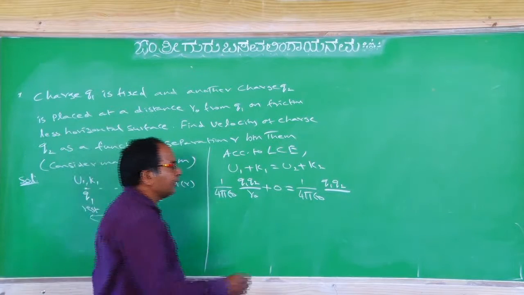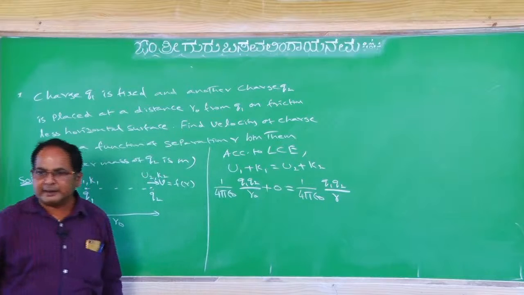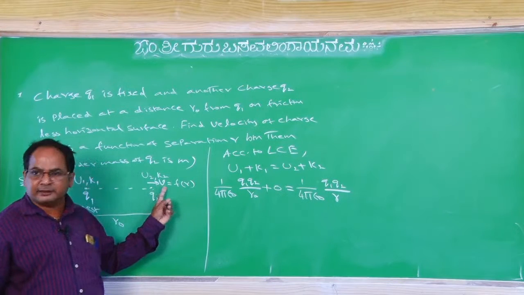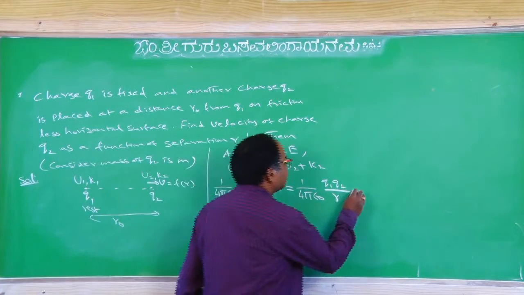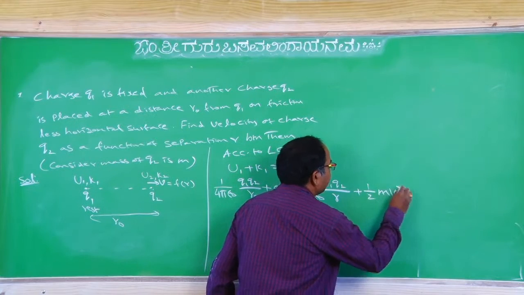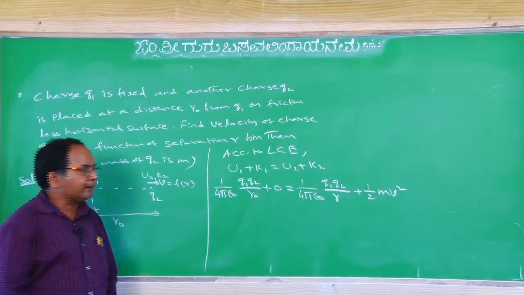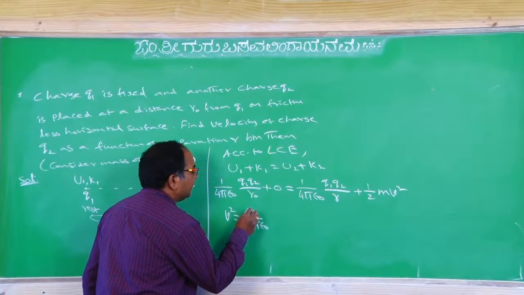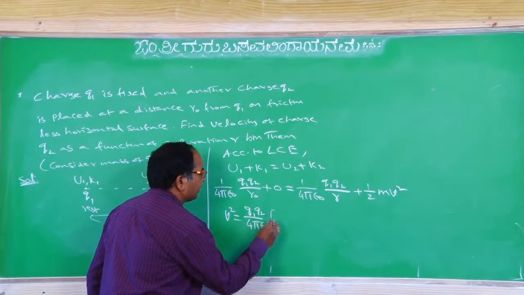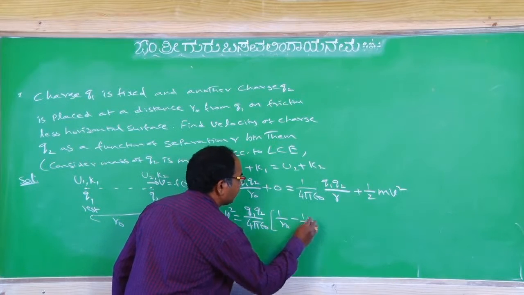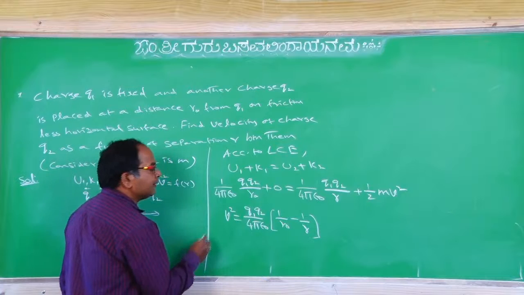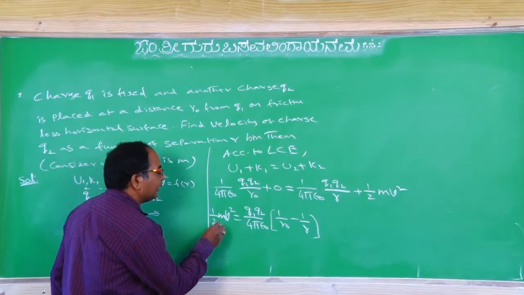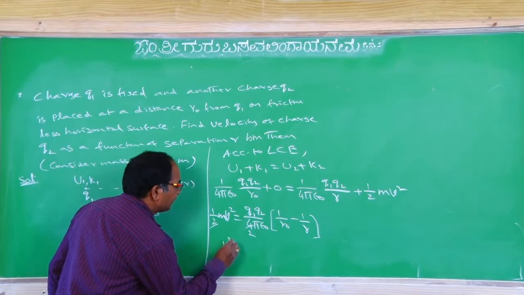So when it comes into motion, it will become what? r. The distance between Q1 and Q2 is now not r naught. Why? Already it comes into motion with velocity v. So r, plus its corresponding kinetic energy, half m v square. So simply, Q1 Q2 by 4 pi epsilon naught into (1 by r naught minus 1 by r) is equal to half m v square. So what is this one? Here the 2 goes across.